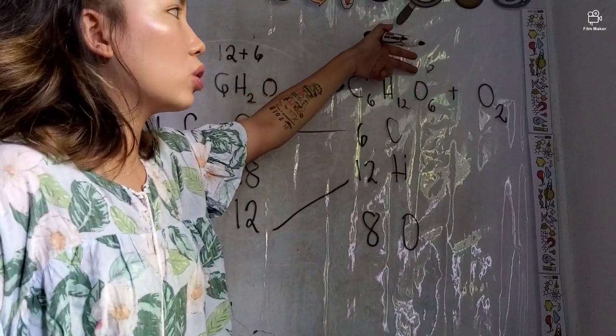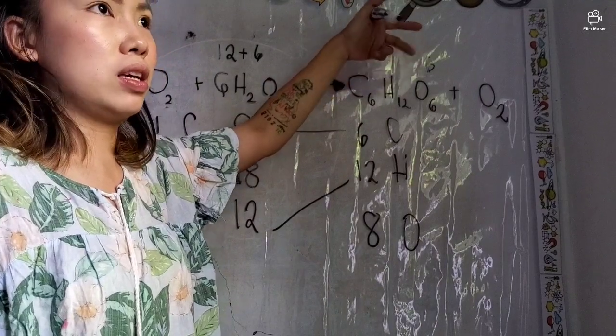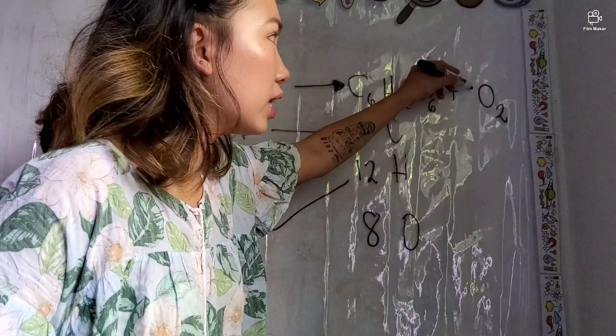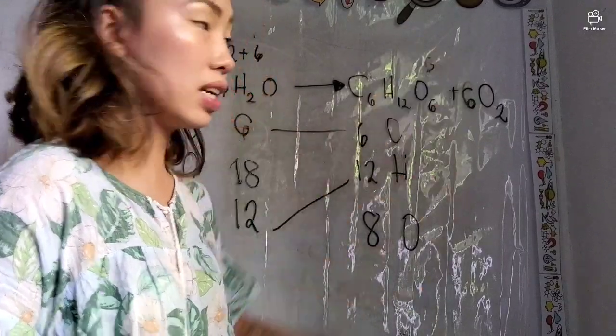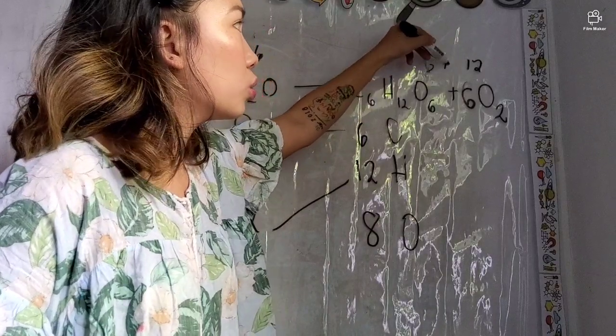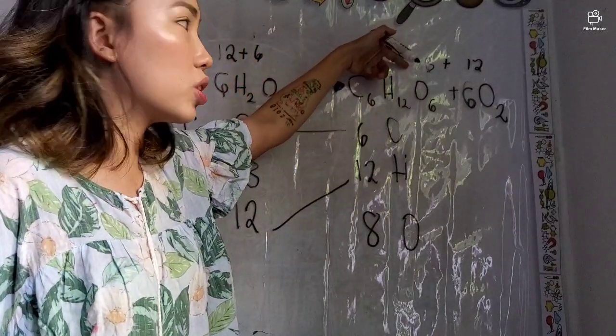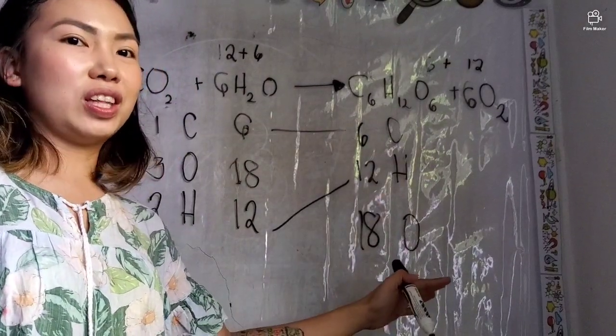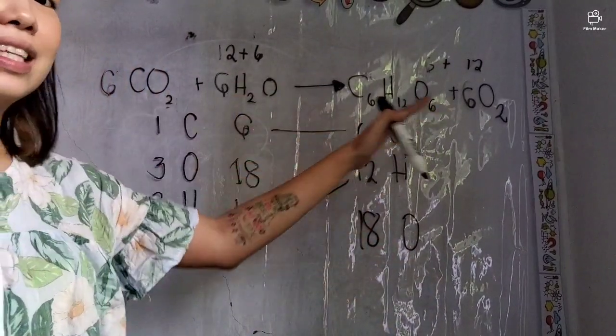Since we already have 6 here, what we still need is 12. So, to produce 12, we will put a whole number of 6 here. We have 6 times 2 is 12. 12 plus the 6 oxygen on the other side, we now have 18 oxygen. So, we now have a balanced equation.